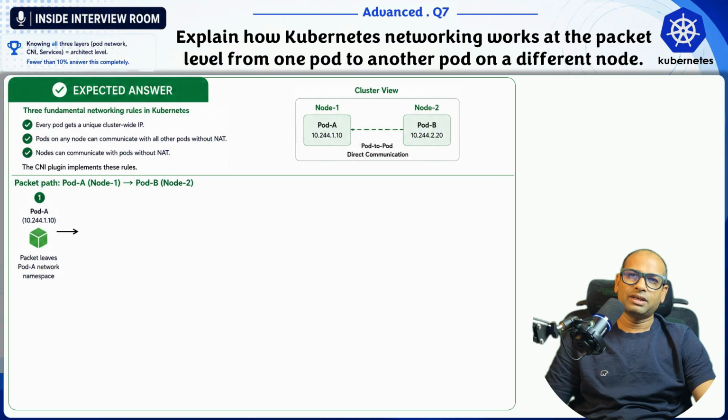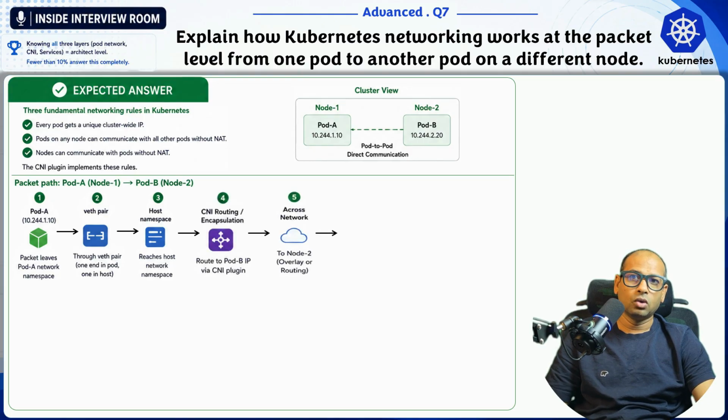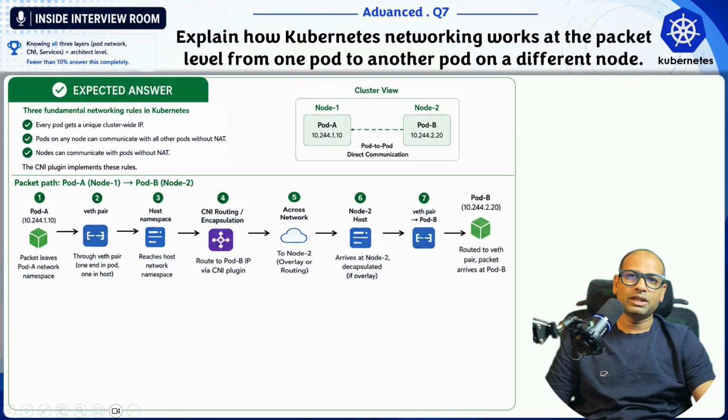There the CNI plugin routes or encapsulates it towards pod B's IP. It creates the network overlay or plain routing to node 2. On node 2's host, it arrives and is decapsulated, if it was an overlay, then goes through the veth pair on that side into the pod. That's the full journey: pod namespace, veth, host, CNI, wire, host, veth, pod. How the middle actually happens depends on your CNI.